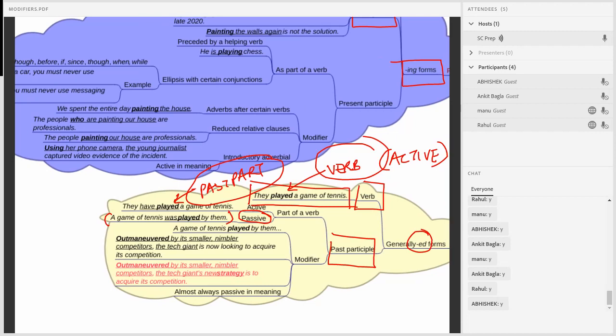So this example is actually the same thing as the previous one. You need to make sure that the subject makes sense. The first sentence says, outmaneuvered by its smaller, nimbler competitors, the tech giant. So who is outmaneuvered? Logically speaking, it must be the tech giant who is outmaneuvered. We don't want to say outmaneuvered, comma, the tech giant's new strategy. The strategy was not outmaneuvered. The company was outmaneuvered. So the second one is wrong. The first one is correct. Quick check. Is everyone comfortable with this?